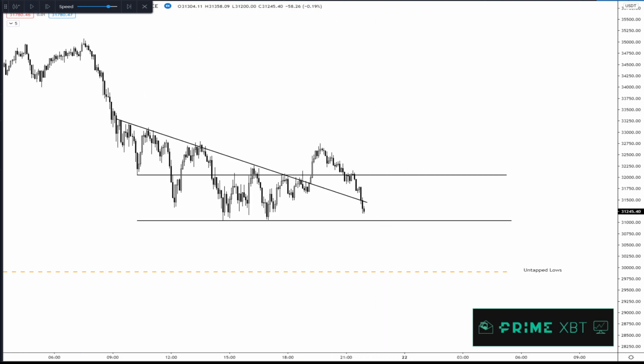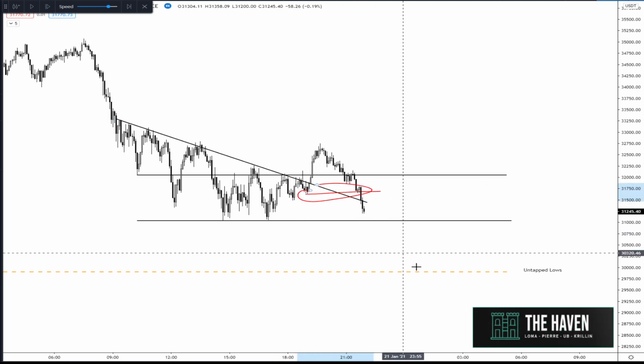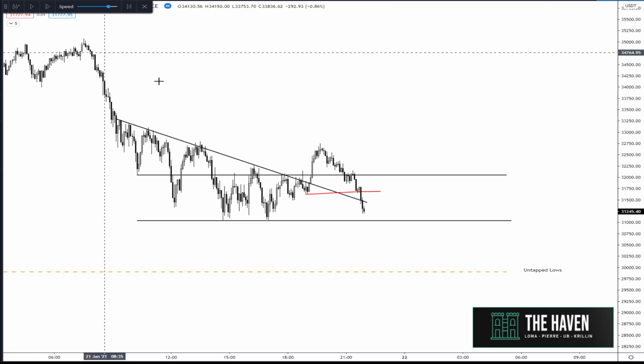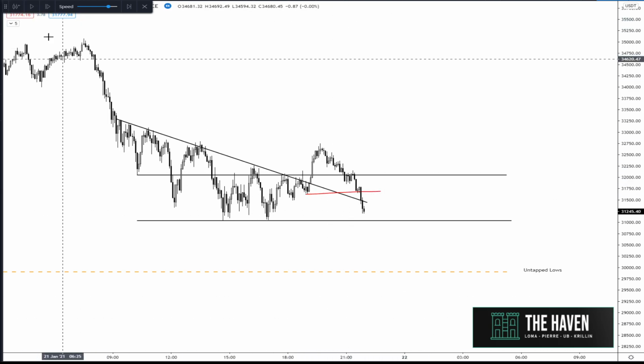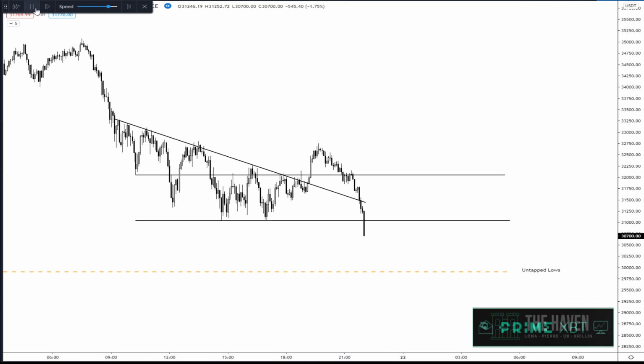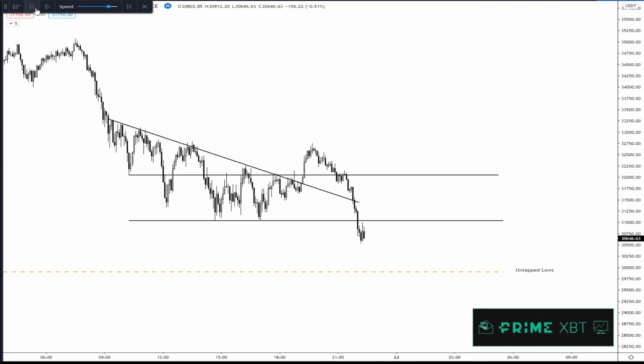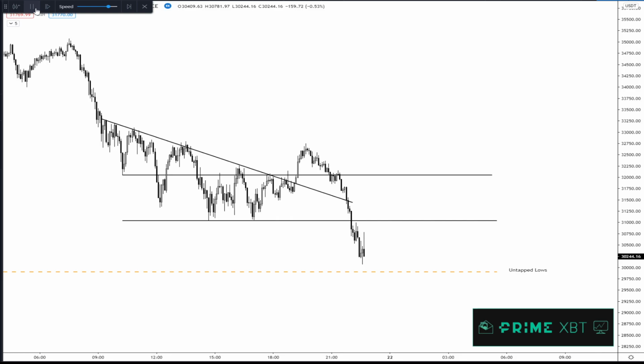and again, here's where the pattern is absolutely perfect. We accelerate that sell-off below the base of the bounce here. And again, my take profit was below the untapped lows right here. Let's see how price goes here. And there we go. Oh.